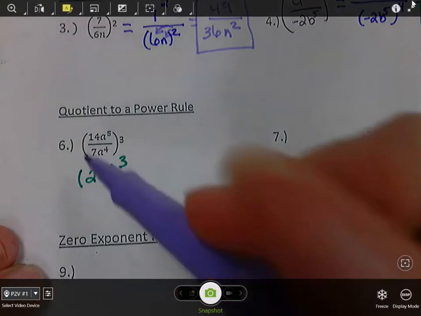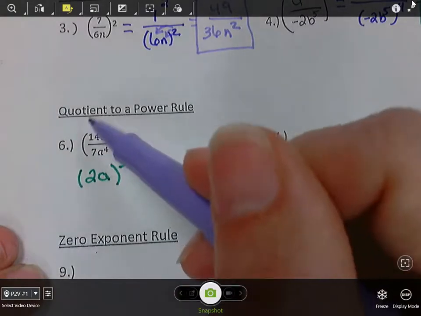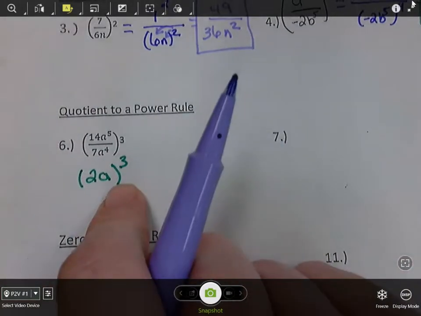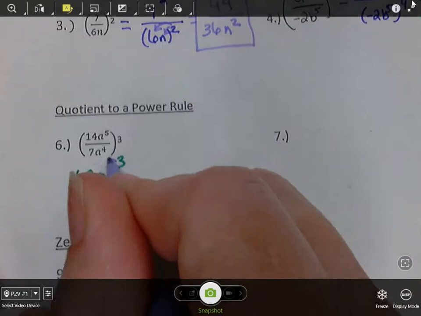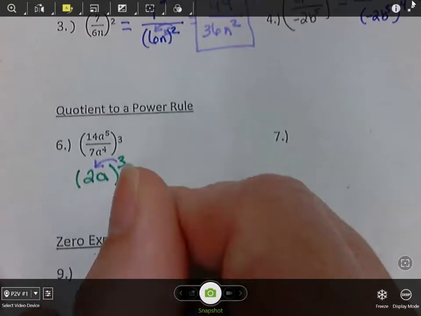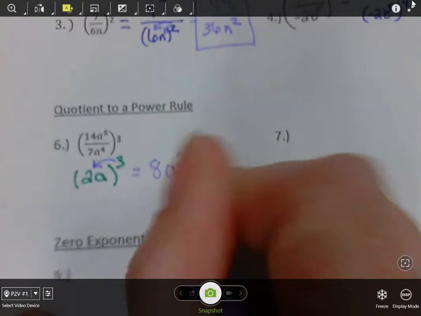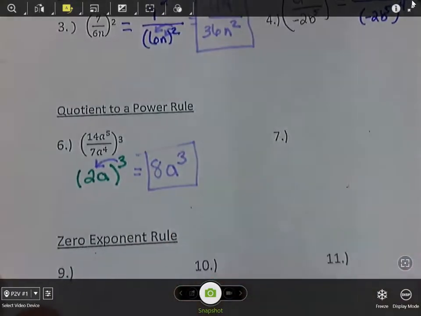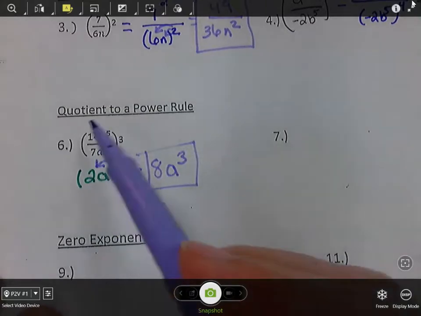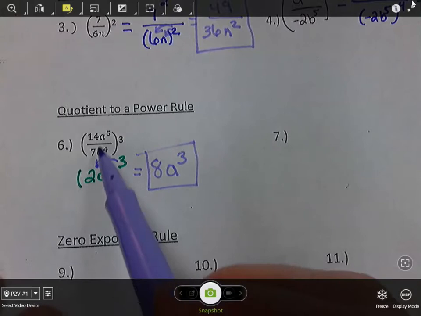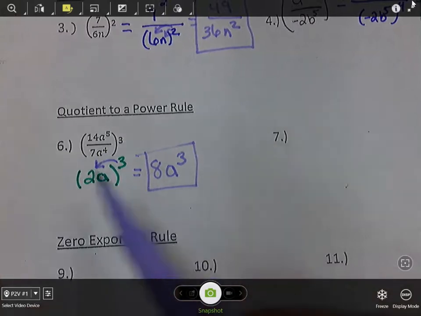So the first part's like what we've done previously. Now the next part, that's like what we did yesterday. Okay, so I do 2 to the third power, which is 8, and a to the third power, which is a to the third power. So it's 8a to the third power. So notice how at first it looked really confusing and hard, but then once I simplified it, it made it a lot easier.